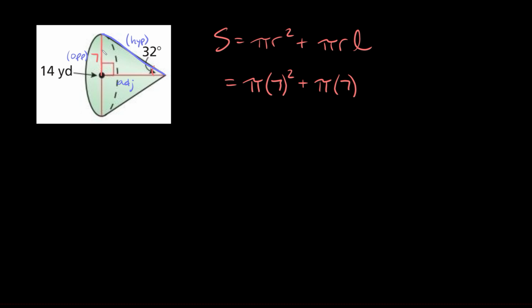Now we need to figure out what trig function we want to use: sine, cosine, or tangent. To do that, you can write out the acronym SOHCAHTOA. This acronym tells us we want to use sine when we're using the opposite and the hypotenuse sides. We want to use cosine if we're using the adjacent side and the hypotenuse. And we want to use tangent if we're using the opposite side and the adjacent side.